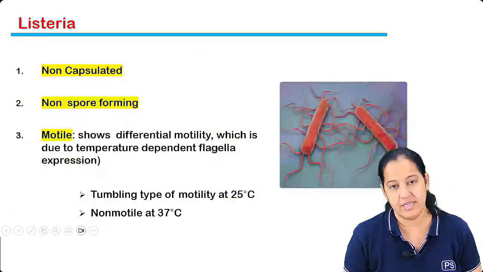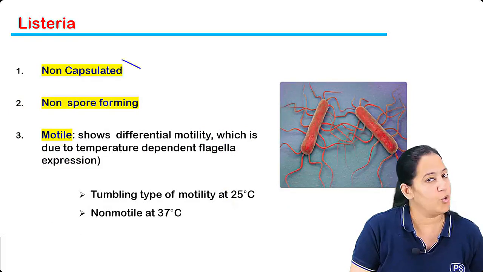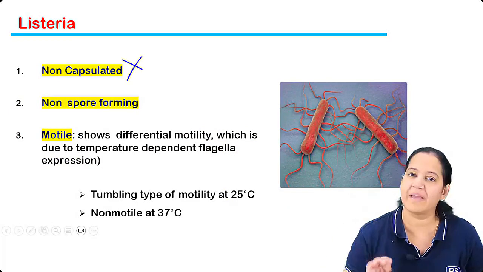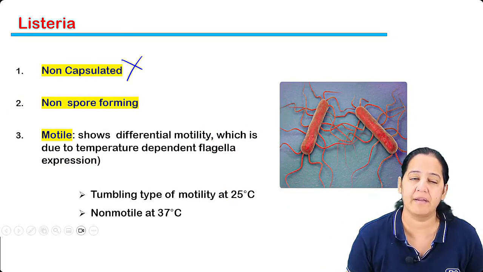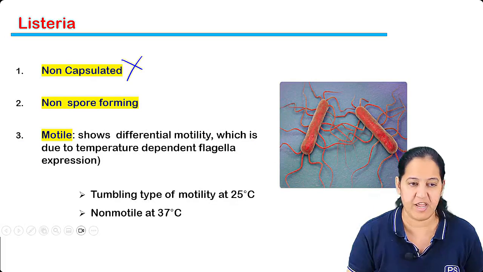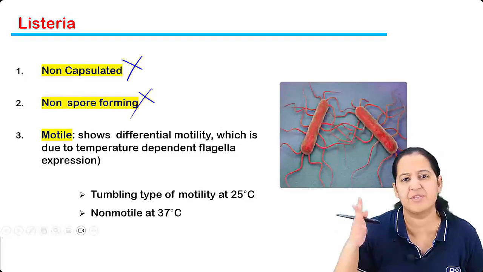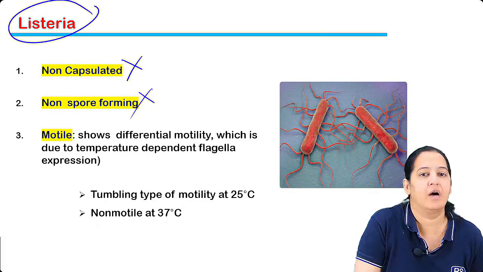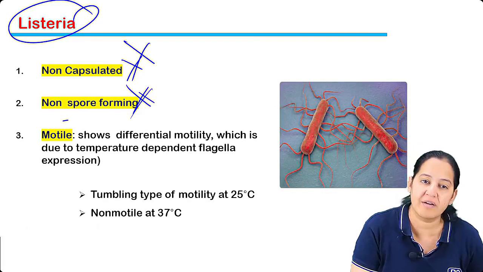Listeria. Okay? No capsule. Apply the mnemonic. It is not coming in that mnemonic. Very killer bacteria have pretty nice capsule. It's not capsulated. Spore forming. No. Listeria: no capsule, no spore, but it is motile.